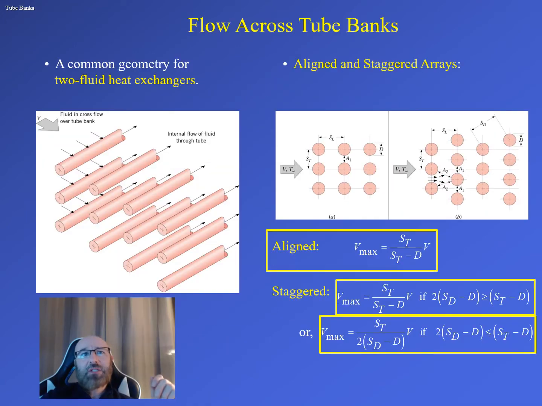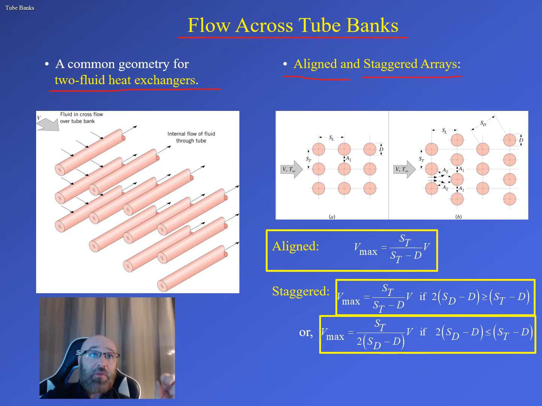So now I want to discuss the topic of flow across tube banks. What are some common applications where this could be used? Well, we see these tube banks commonly for different types of two-fluid heat exchangers. So this is a common geometry that you'll see within those. And within this, there's two different types of geometry we'll discuss: aligned and staggered arrays.